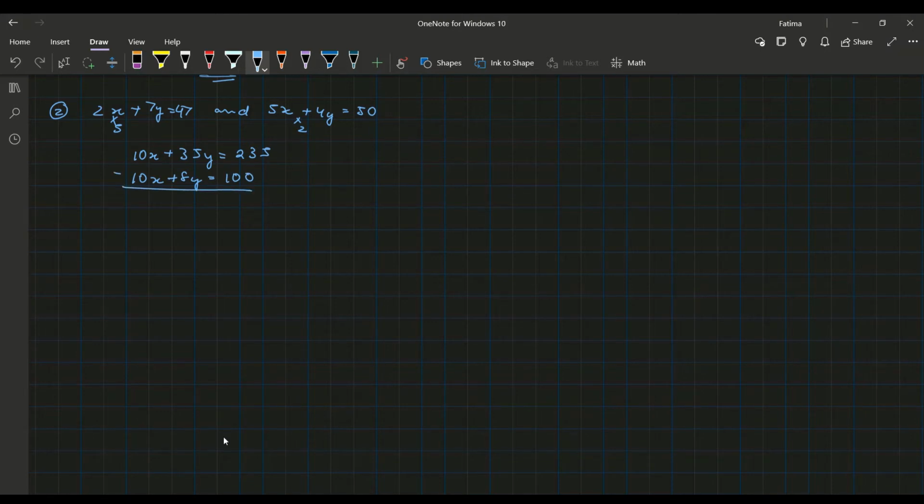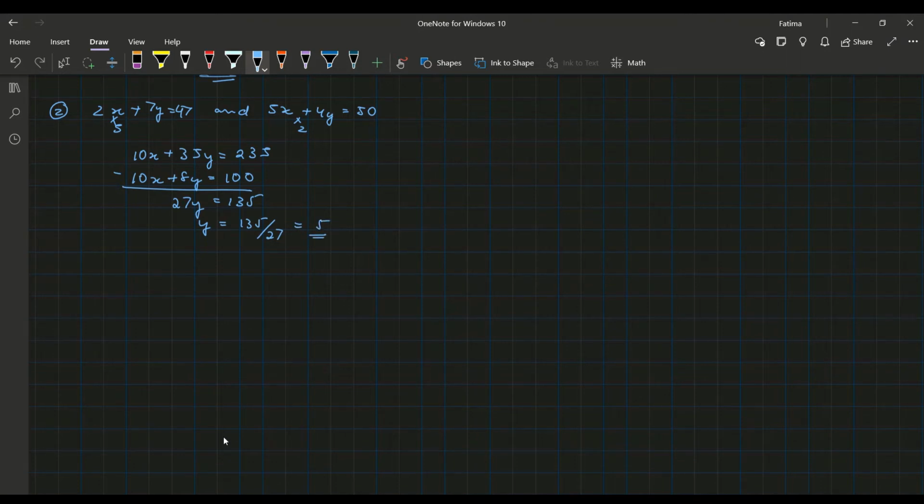Now when I subtract these two equations, 10x minus 10x is 0, so x is removed. Then 35y minus 8y gives me 27y. 235 minus 100 gives me 135. So y becomes 135 upon 27, and that is equal to 5.